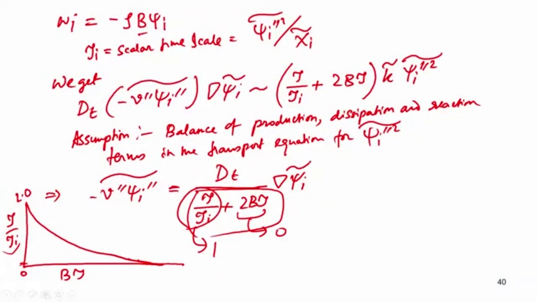So this will be Favre average. So this was the thing. So gradient transport assumption is a problematic thing for combustion, and you will see that sometimes in combustion we assume gradient transport or counter gradient transport, as the situation may be. Okay.